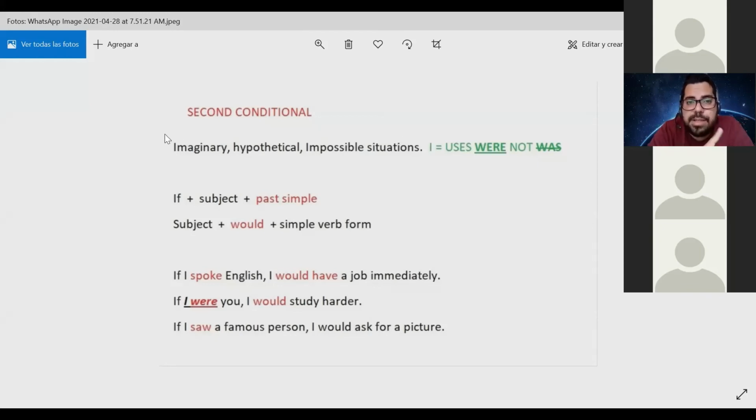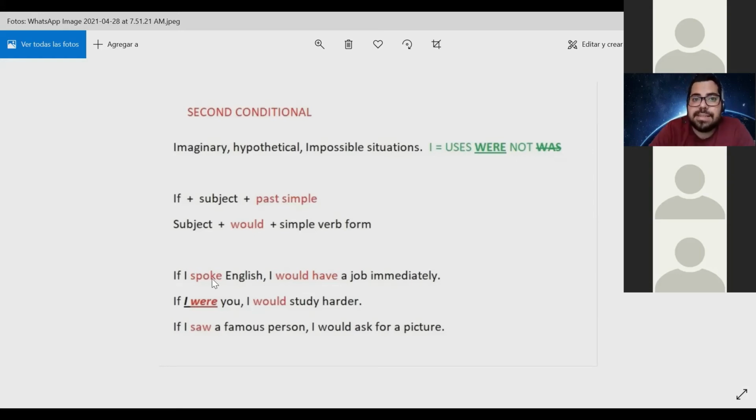Remember that the first conditional is for things that will probably happen. However, the second conditional is for imaginary, hypothetical, or impossible situations, okay? As you can see here, impossible situations. But teacher, how is that? For example, guys, let's take a look at the structure. Look at this. If I spoke English, what is that, teacher? We use the past tense.